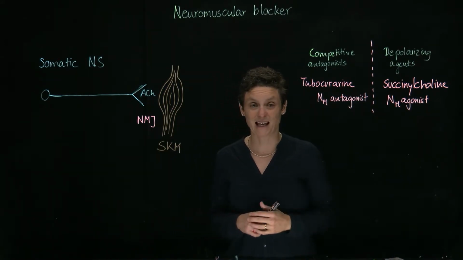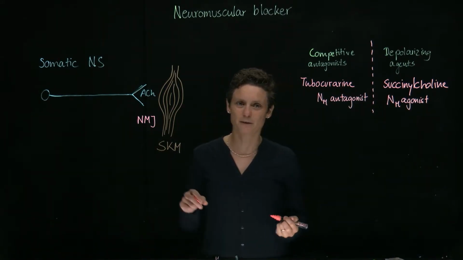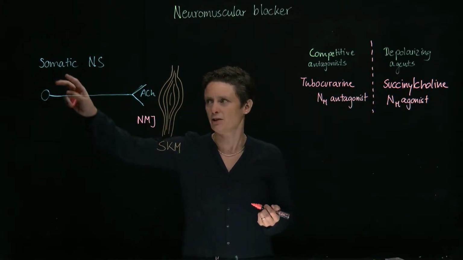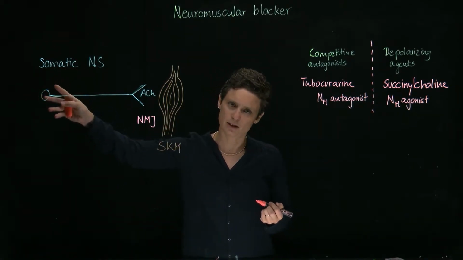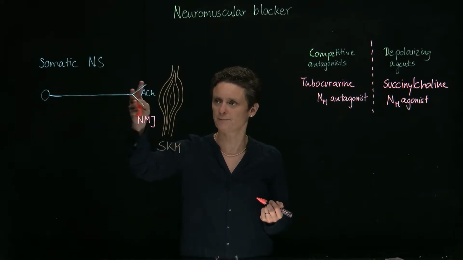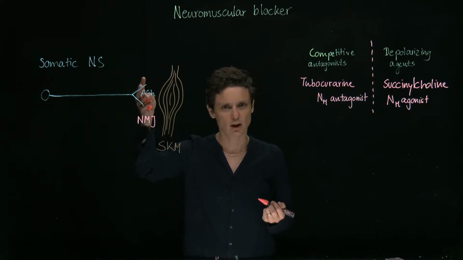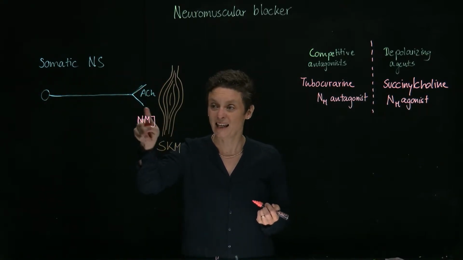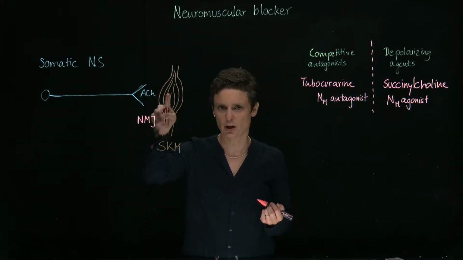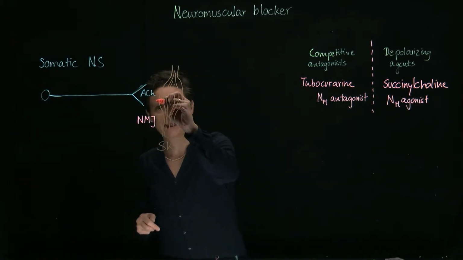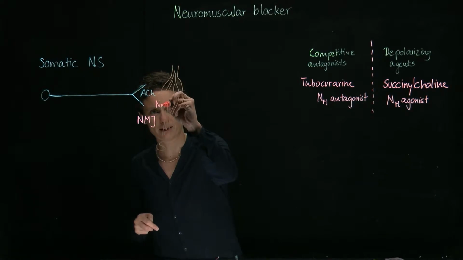These are ligand-gated ion channels, and they are found on the skeletal muscle. So this is the somatic nervous system with a one motor neuron system coming from the CNS, releasing acetylcholine into the neuromuscular junction on skeletal muscle. And that's where we find the NM receptors.